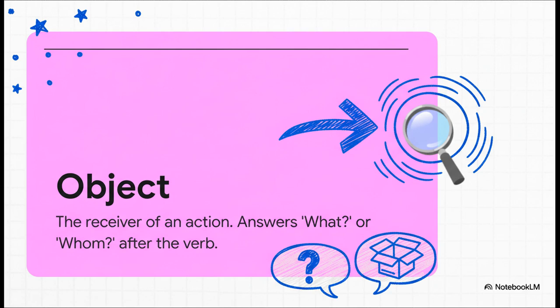So if the subject is the one doing the action, the object is the one receiving that action. And I'm going to give you a dead simple trick to find it every single time. Just find the verb and then immediately ask what or whom. The answer to that question, that's your object.